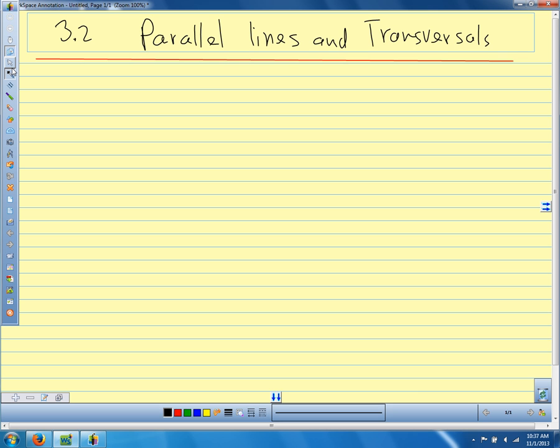So first off, I need to talk about what kind of symbols we use to show that lines are parallel. We know that we use the little tick marks to show that things are congruent. For things that are parallel, we use arrows. So if we have these two lines and we're saying that those are parallel, I would put little arrows on the lines. So the arrows mean that the lines are parallel.